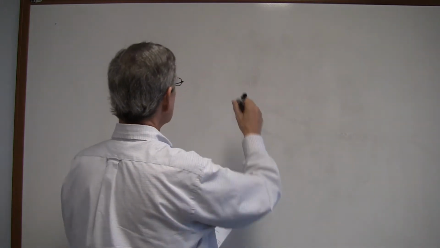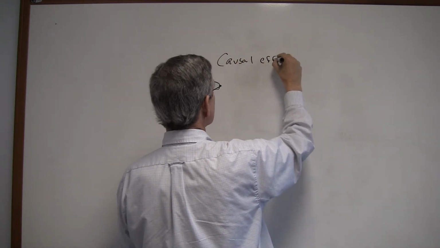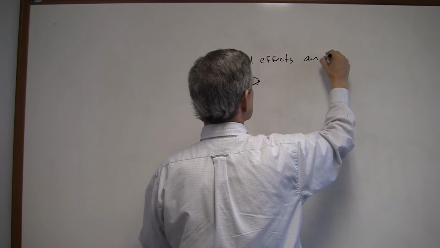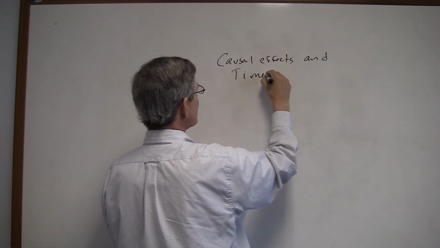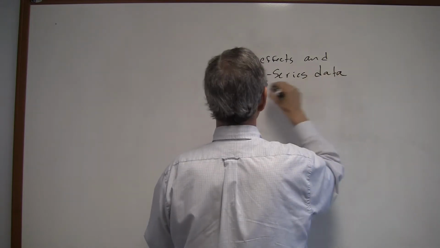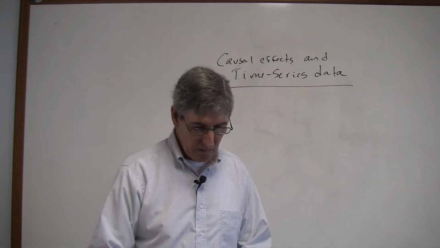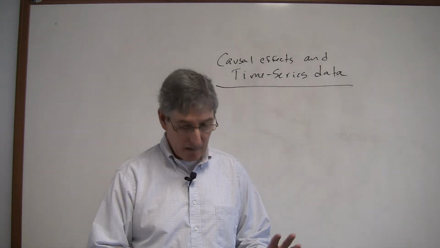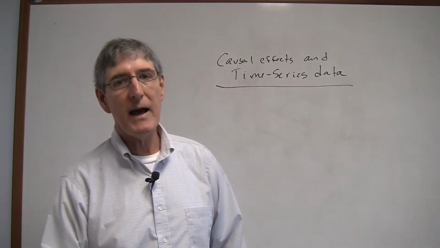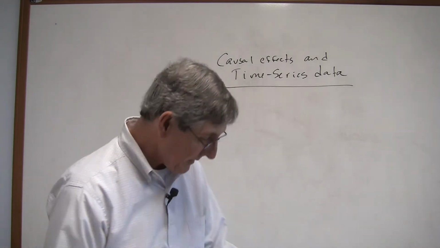Just to give an example, one thing first. So let's talk a little bit about causal effects and time series data. So that's one of the sections in the text. And the point we want to make here is that earlier we've defined causal effects as the outcome of an idealized random controlled experiment.